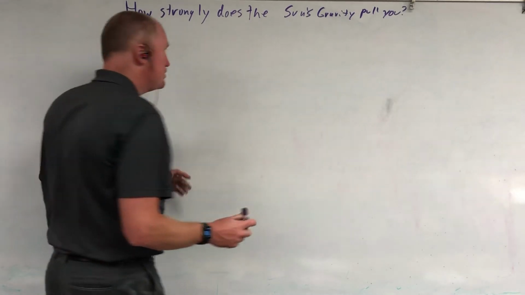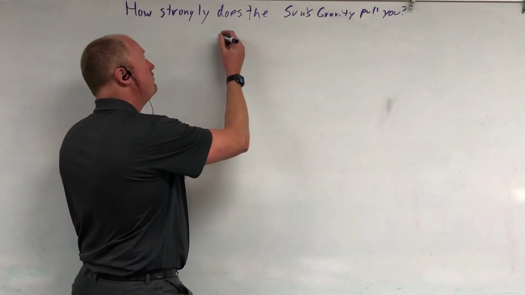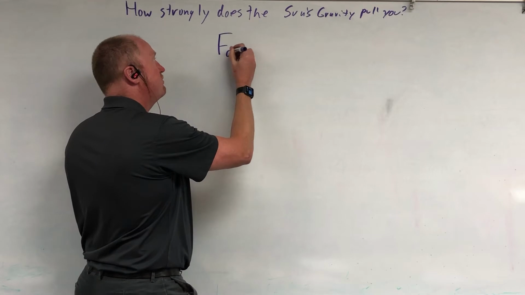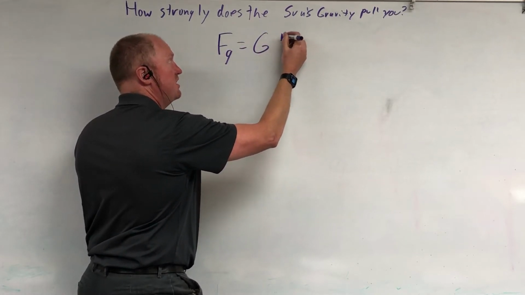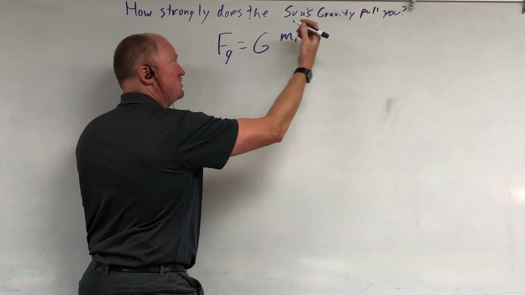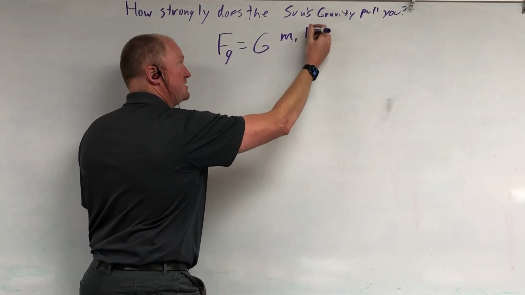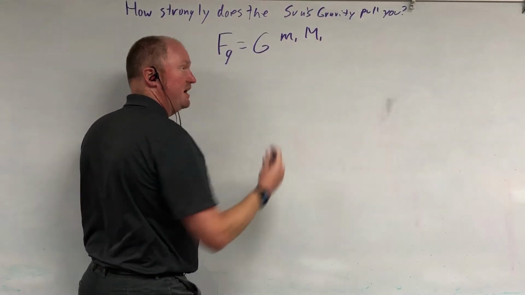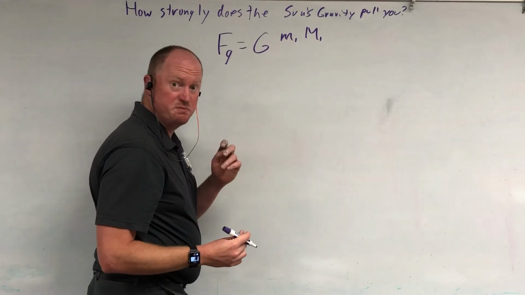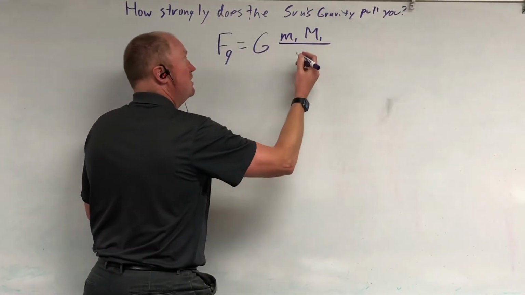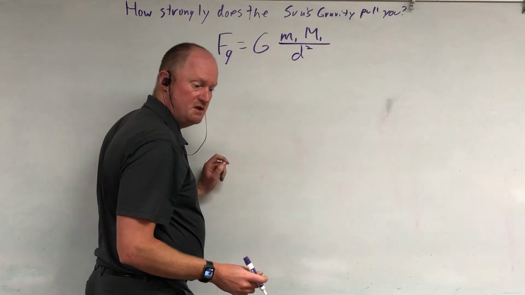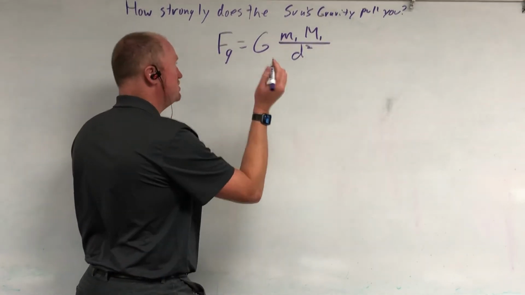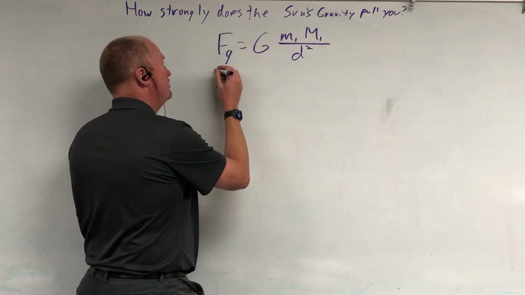So, I'm going to start out with the basic formula for gravity. The force of gravity is equal to the gravitational constant times the two masses, your mass and the mass of the sun. I'm going to make the mass of the sun a big M, because the sun is big, all over the distance between them squared. So let's get started. Let's start by filling in the values we know.